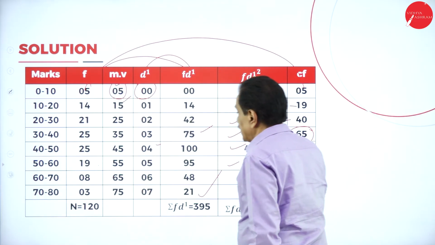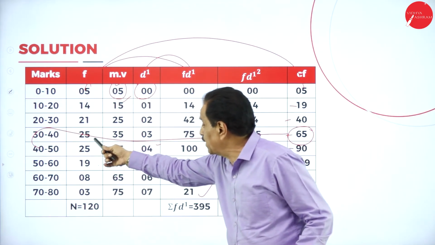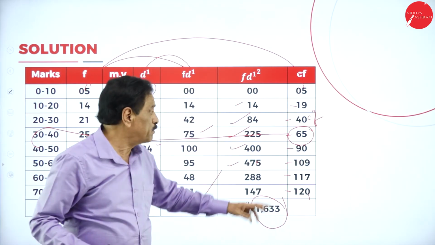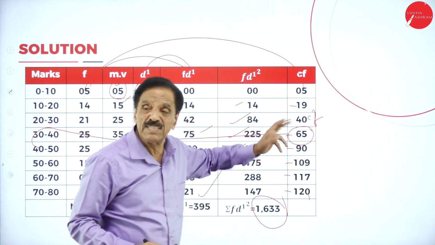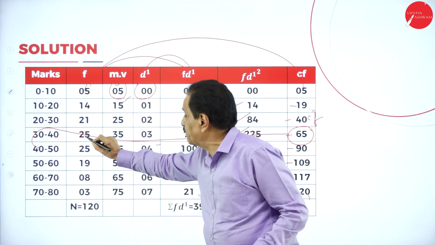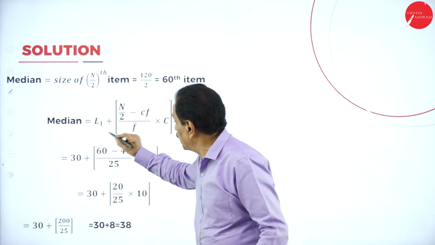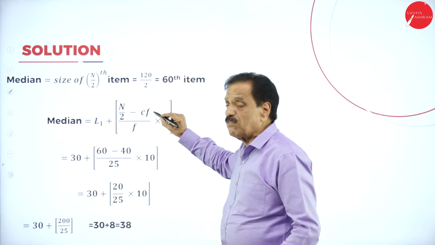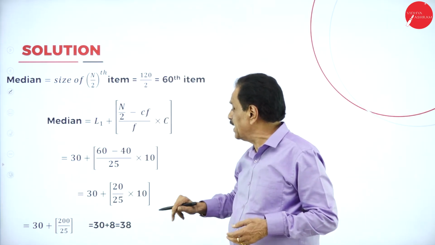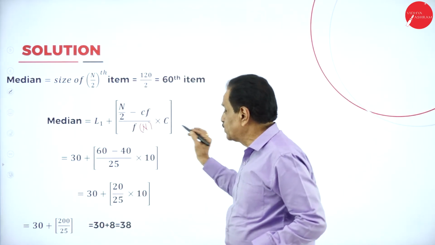The class is 30 to 40, and your frequency is 25. Behind is CF. Your 60 comes under 65. Behind is the CF, and the concerned frequency is 25, and class is 30 to 40. Median is L1 plus n by 2 minus CF, meaning cumulative frequency behind the frequency, divided by frequency f, into C.